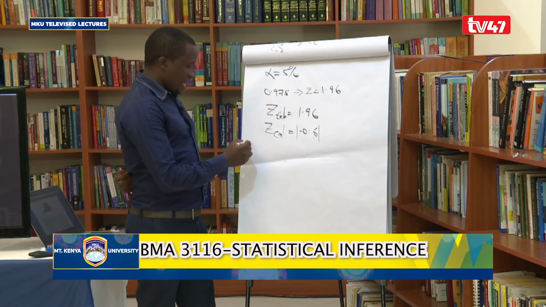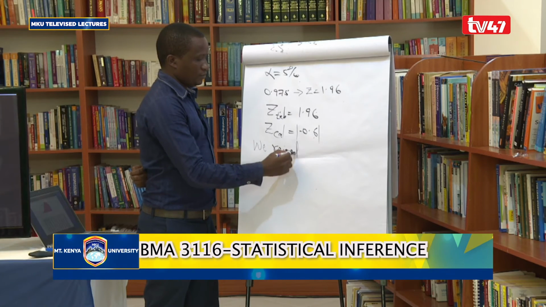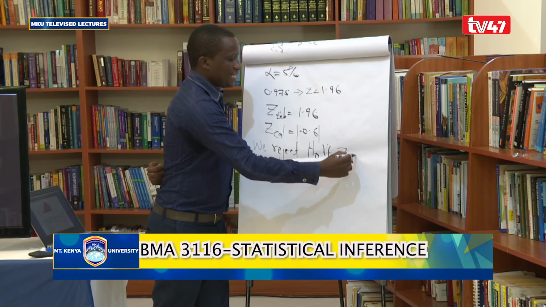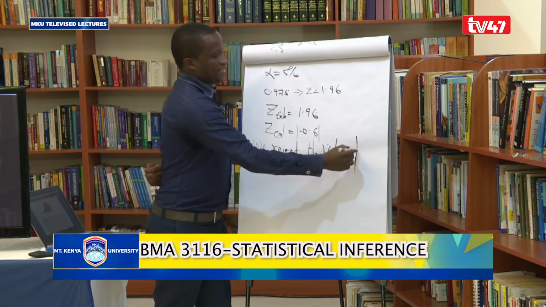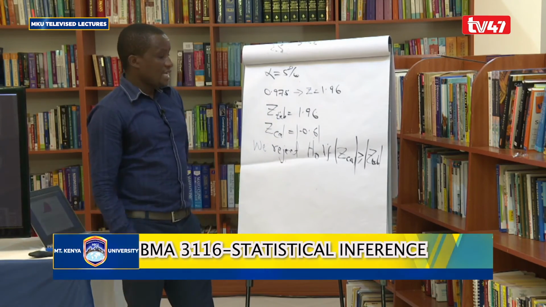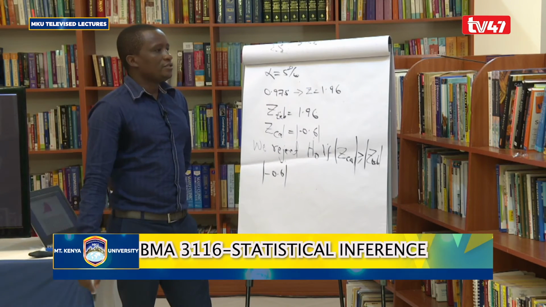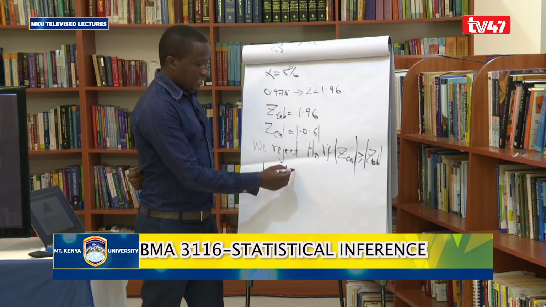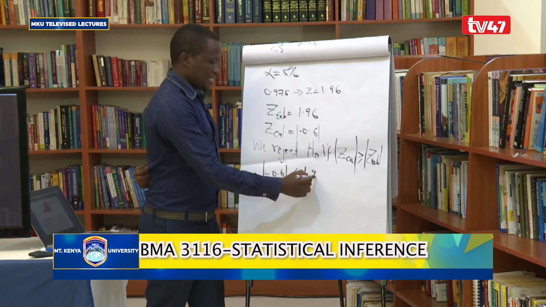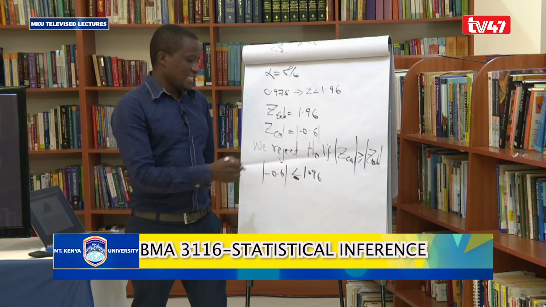Now, we reject the null hypothesis. We reject H0 if the Z calculated absolute value is greater than or equal to the Z tabulated at the respective level of significance. In this case, Z calculated has been negative 0.6. That is, its absolute value is 0.6. Then we notice that this is strictly less than 1.96. So automatically, we end up failing to reject H0.